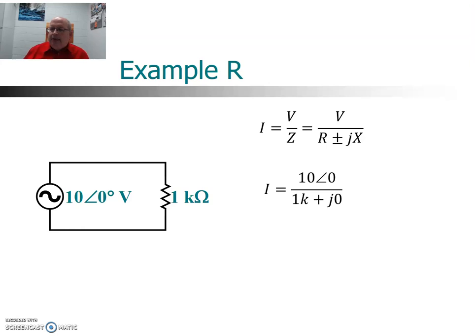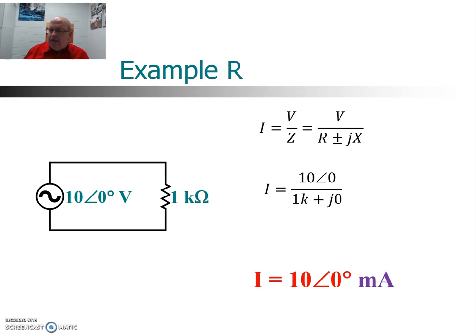Let's look at an example. Here we have an AC voltage source, 10 angle 0, and a resistor of 1K. So using Ohm's law, I is equal to V over Z. We get 10 angle 0 divided by 1K plus J0. There's no reactance in this circuit. That will give us a current of 10 milliamps angle 0. And the angle is telling us the time difference between the peak of the voltage and the peak of the current. In this case, they are exactly the same.